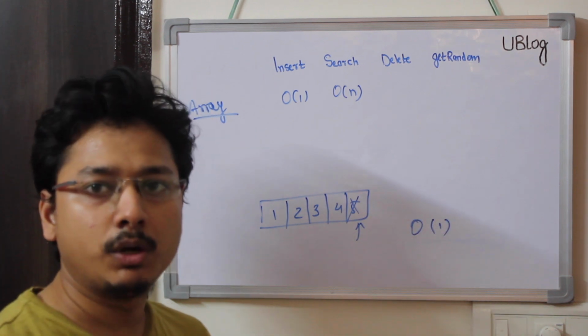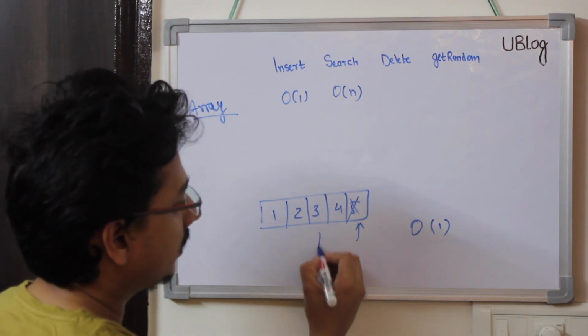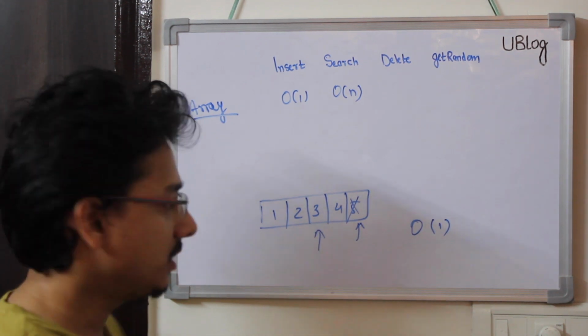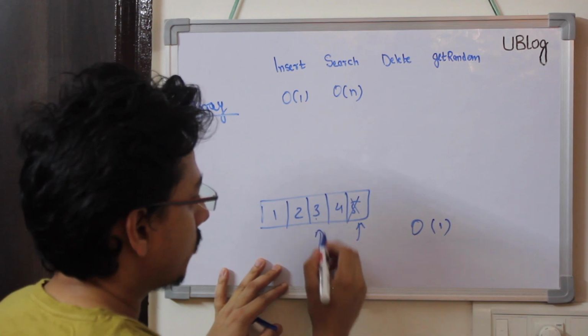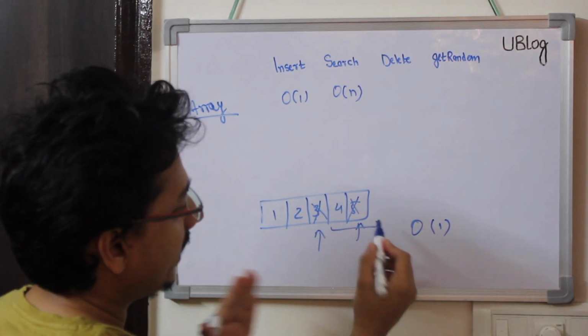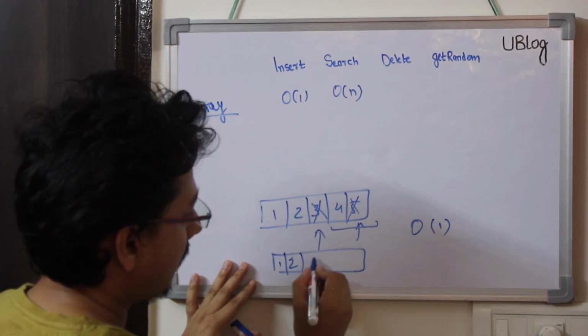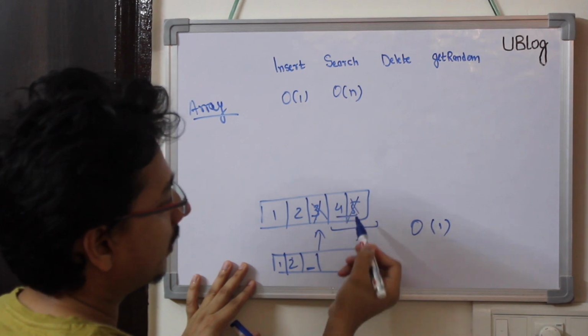But what if we need to delete an element other than the last element? For example we need to delete 3. What we need to do here is first clear up the space, and then we need to shift all the elements on the right-hand side backwards. After deleting, we have an empty space here, so we shift all the elements beforehand.